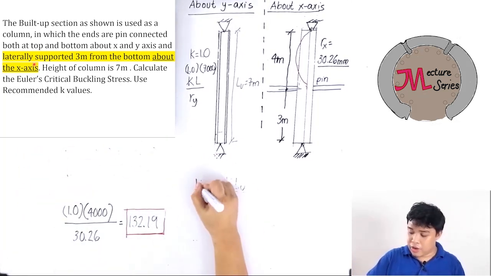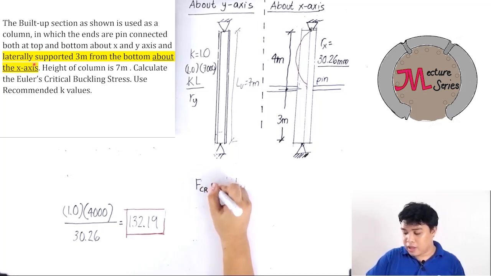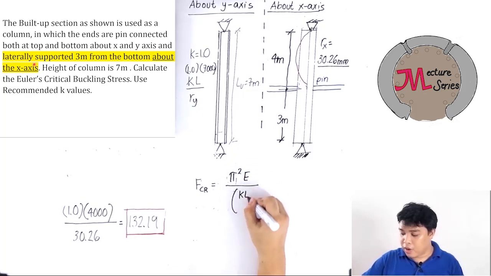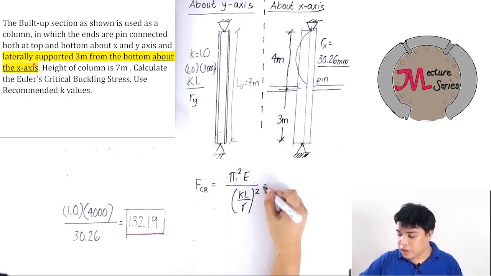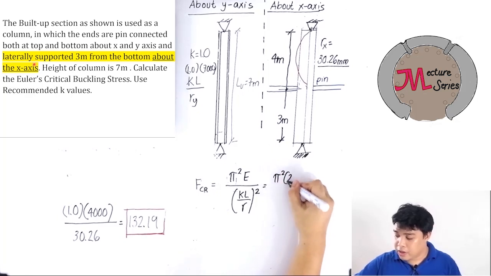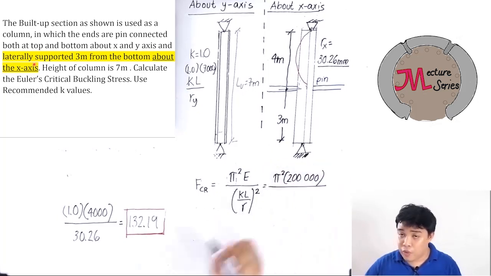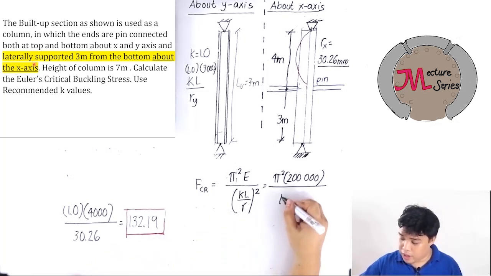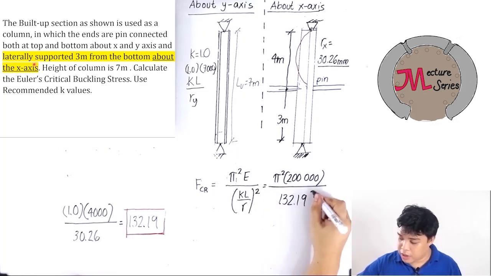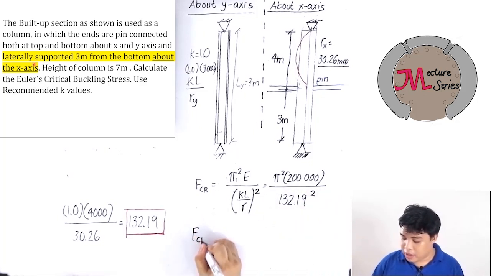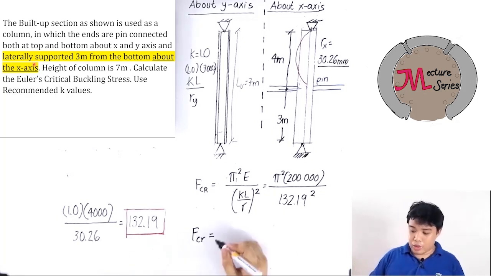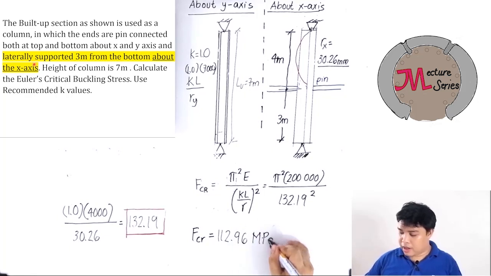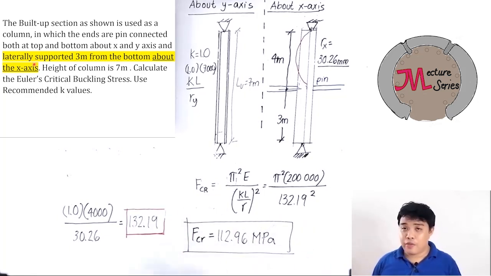To determine the Euler's critical buckling stress, that is equal to pi squared E all over (KL over R) squared. So that's equal to pi squared times 200,000 for steel. E is 200,000. I hope that's clear. Over 132.19 squared. Therefore, the critical buckling stress is equal to 112.96. The unit is megapascal. So this is the final answer.